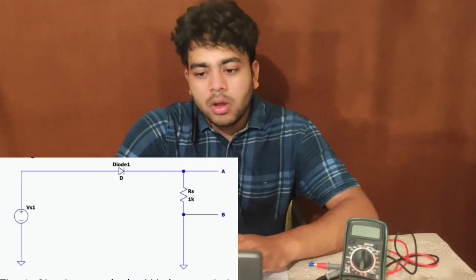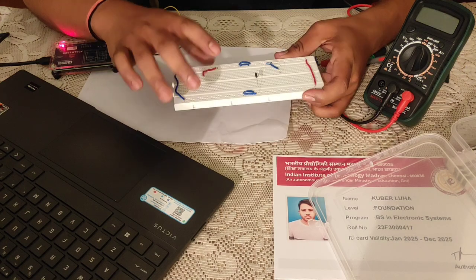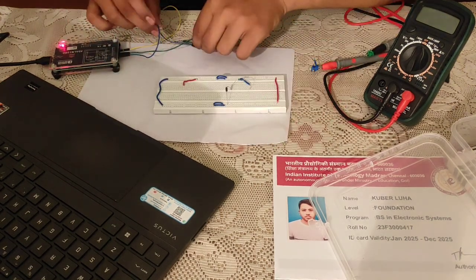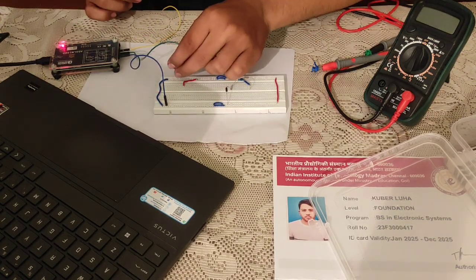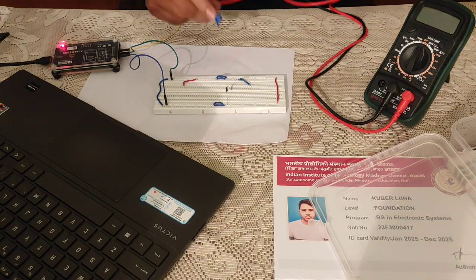You can see this is the circuit diagram of part 1, and let's make it practically. I have set all these components as per this diagram. This one is the diode and this one is the 1 kilo ohm resistor. Now I'm going to connect channel A at this point, and connect this green wire to ground at this point. Now I have to measure current at this point.